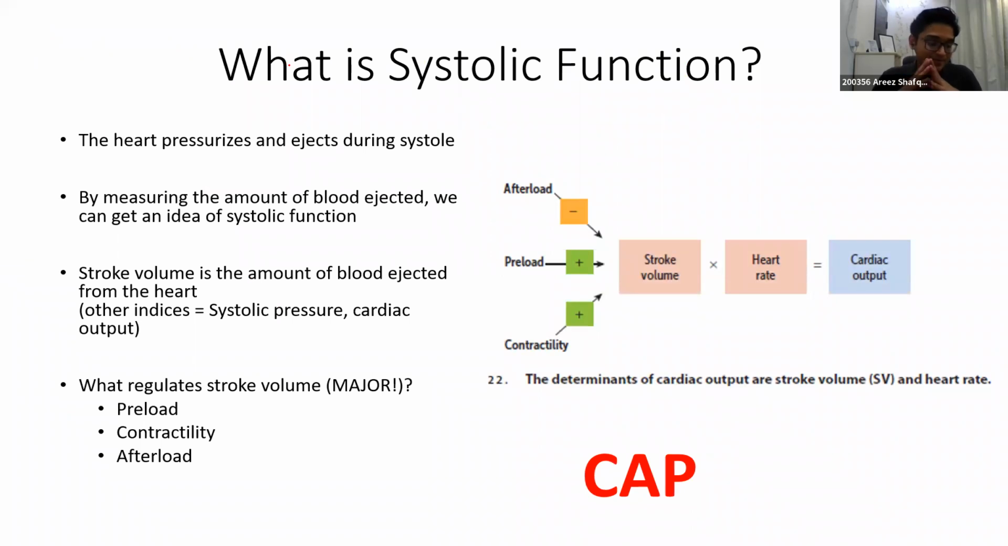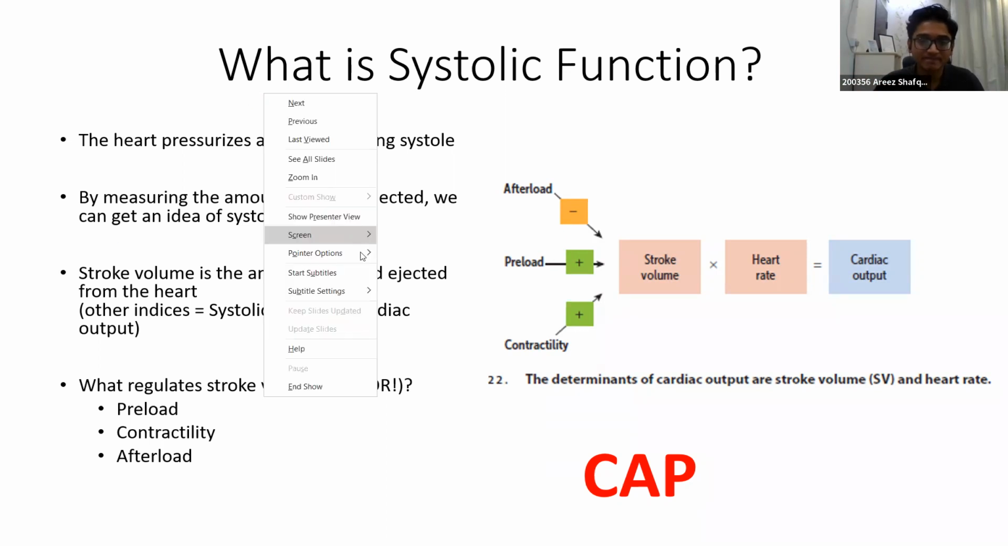Now, when we're talking about cardiac function, I'll begin with cardiac function, then go on to venous function. There's two things in cardiac function. We're talking about systole, that's the first thing. The next question is what happens during systole? So I think most of you know this, but we're gonna start from the basics. In systole, the heart will pressurize, contract, and it will eject, okay? The heart will pressurize and it will eject.